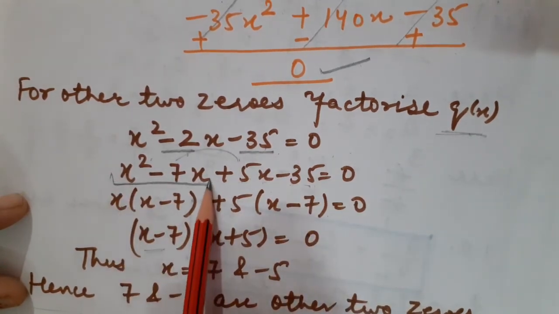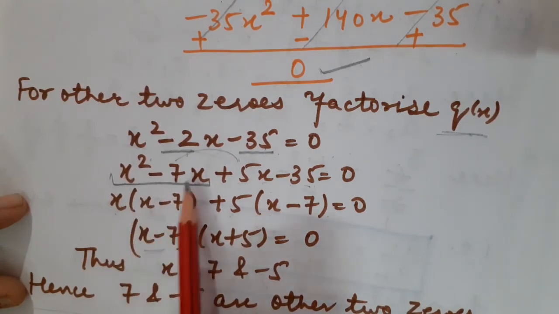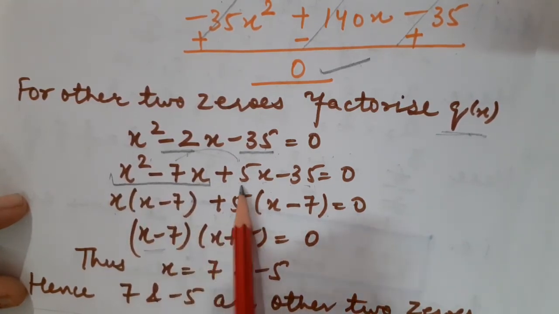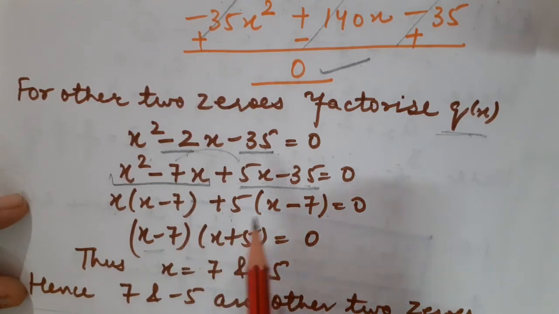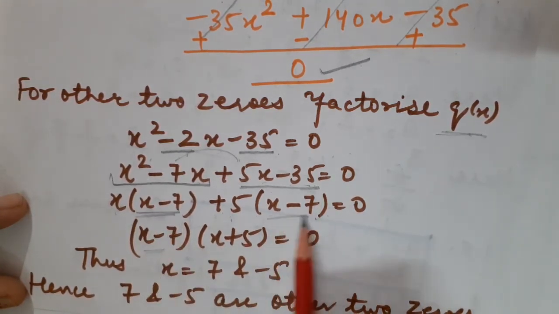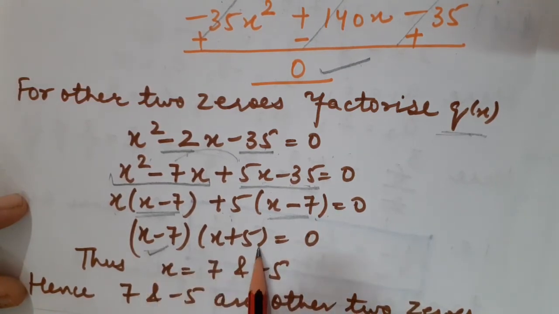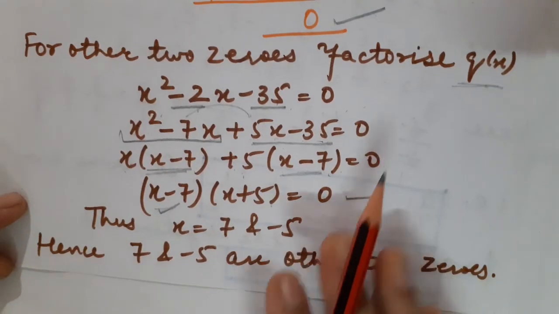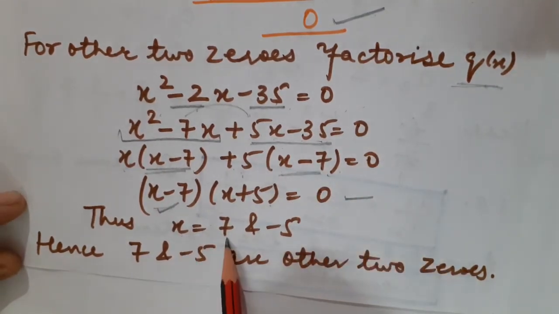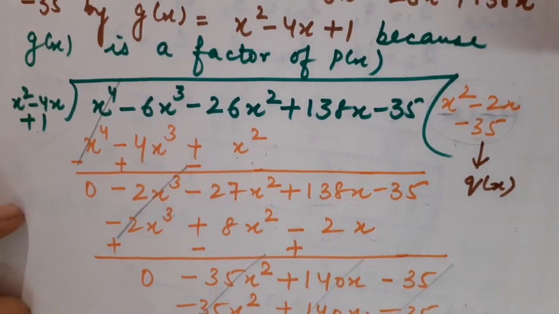From these two terms, I am going to take x as common. It would be x minus 7, plus, from here I am taking 5 as common, it would be x minus 7. Here also x minus 7, so x minus 7 will be written once. So this is (x minus 7)(x plus 5) equal to 0. So what is the value of x? x is 7 and minus 5. So thus 7 and minus 5 are the other two zeros of the biquadratic polynomial.